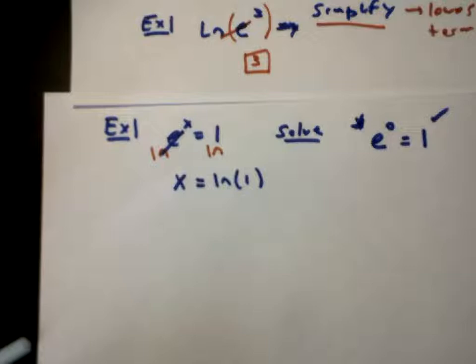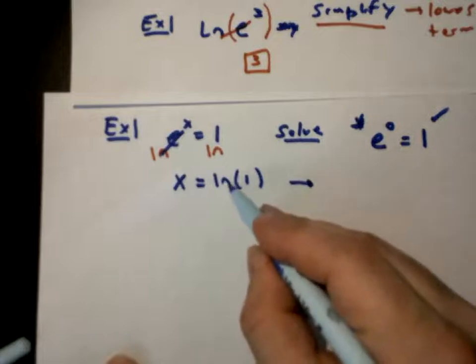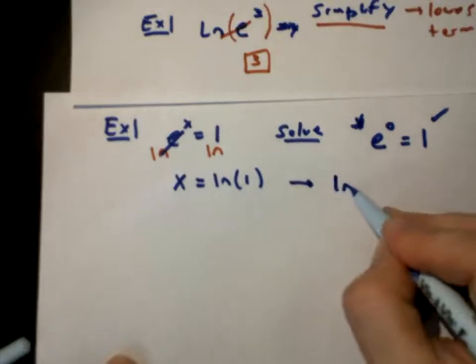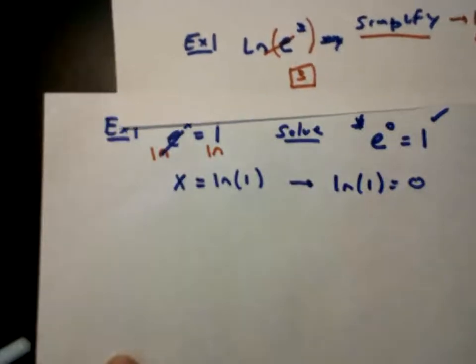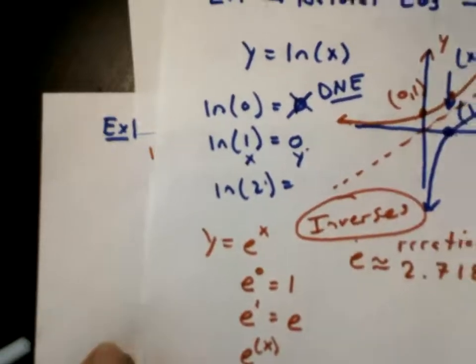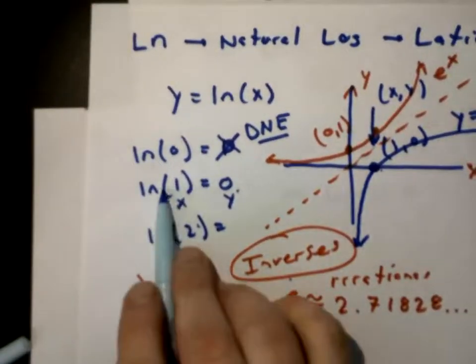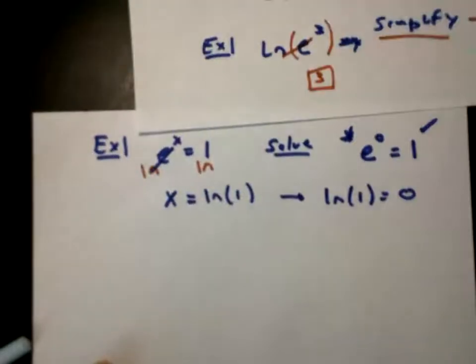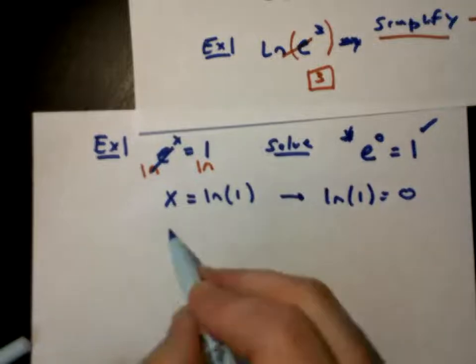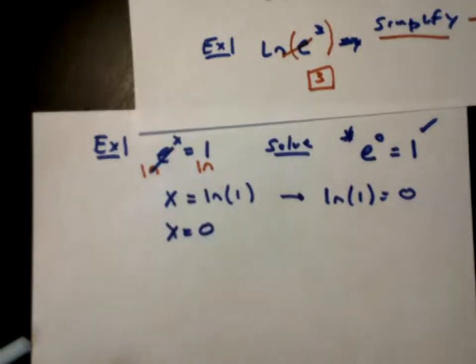If you had e to the x. Now, if you go back to before when we said something about the natural log of 1, wasn't it 0? Or was it 1? If you want to go back to this part right here, natural log of 1 is 0. And there you go. So guess what? X is equal to 0.